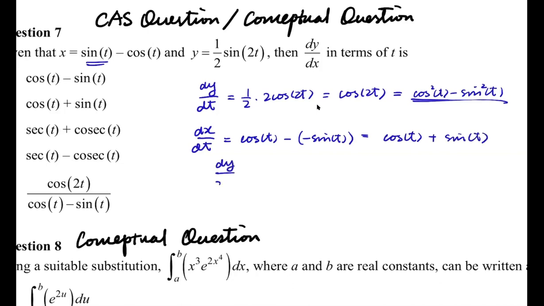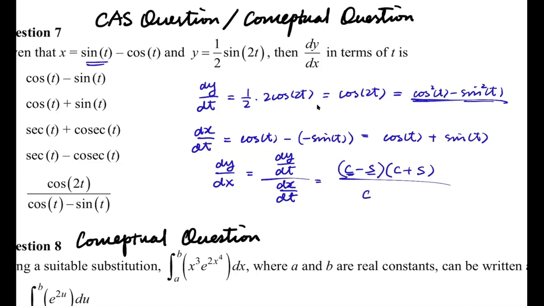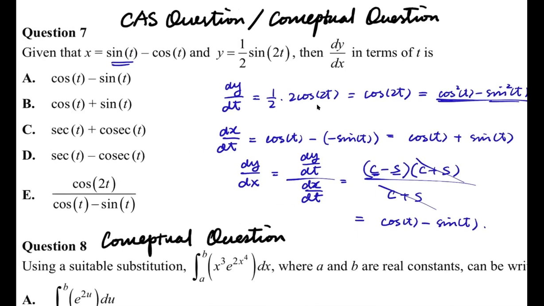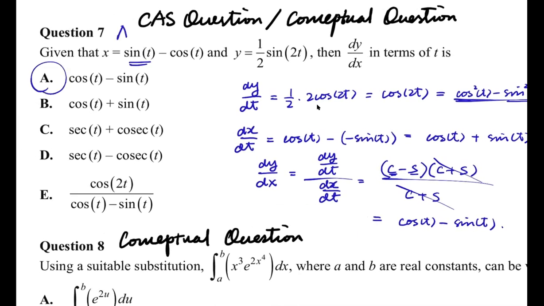Now your dy/dx is dy/dt over dx/dt. So you should get, let's be lazy this time, c minus s over c plus s. c represents cosine t, s represents sine t. The bottom is c plus s. Cancel them out, you get cosine of t minus sine of t, okay? So option A is the correct answer.